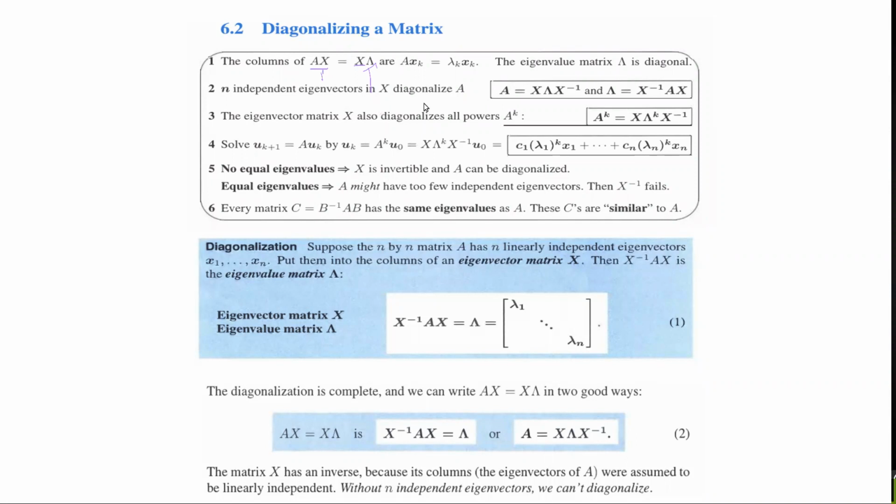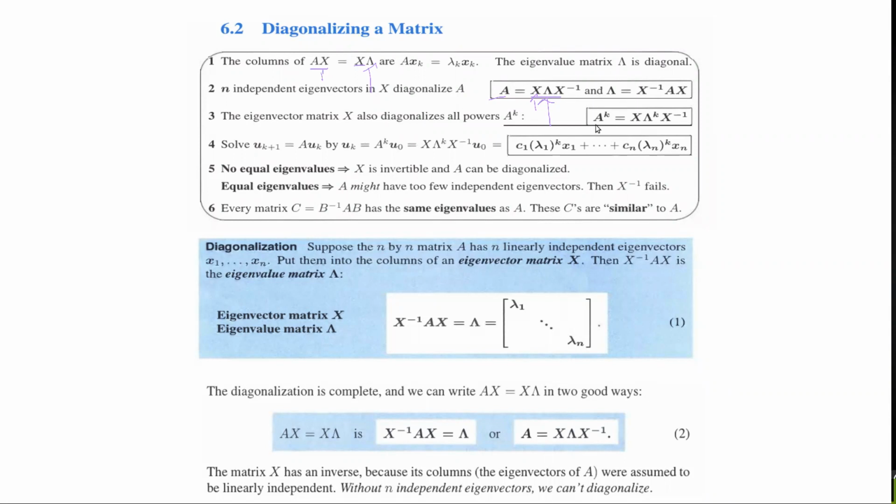If this is the case, such that each eigenvector has a different eigenvalue, then A can be decomposed into this product of these three matrices, where the X matrix is just the eigenvectors, and the eigenvalues go into this. Then why do we do this?